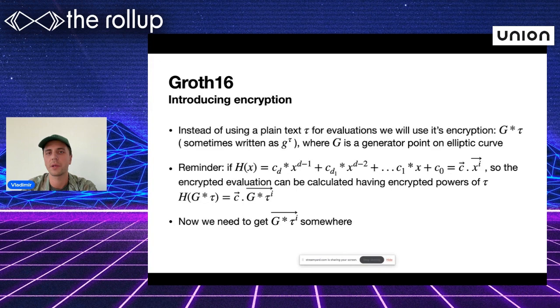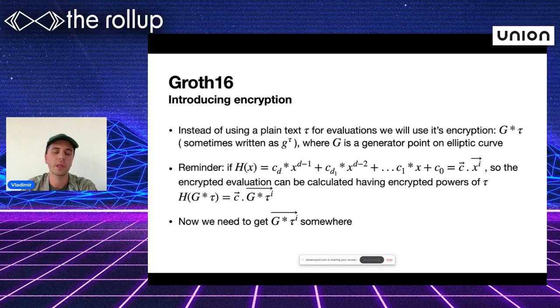Fortunately for us, elliptic curve cryptography offers a way to encrypt values by multiplying a scalar tau by a point g, which is called a generator. And the problem of finding tau when you have g times tau is known to be hard. So the idea here is that if you have to calculate the evaluation of a polynomial, you just make a dot product of the coefficients and the powers of the variable.